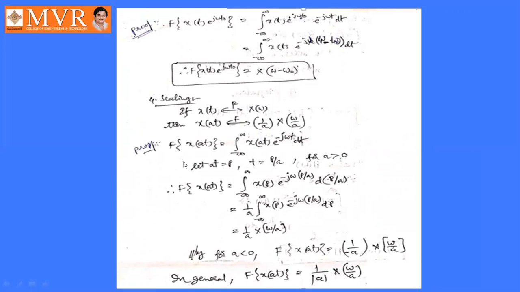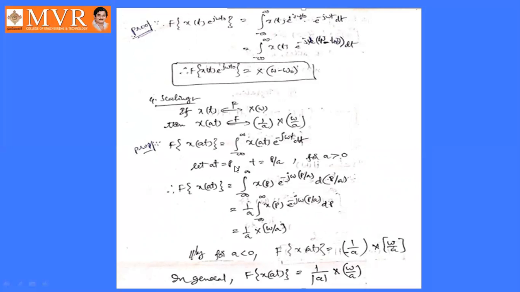How to prove it? The Fourier transform of x of t into e power j omega naught t is equal to integral minus infinity to infinity x of t into e power j omega naught t into e power minus j omega t dt, right? Since j t is common, it becomes integral minus infinity to infinity x of t into e power minus j into omega minus omega naught into t dt, or it is nothing but x of omega minus omega naught.